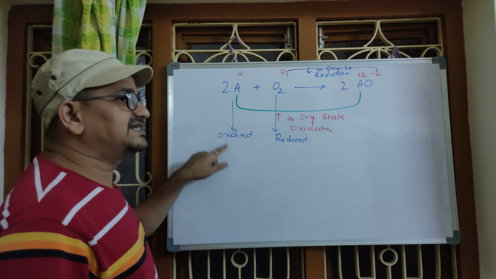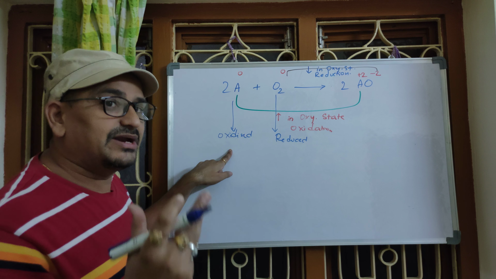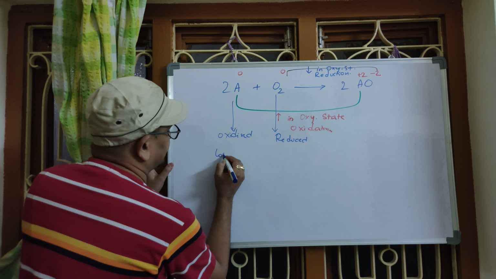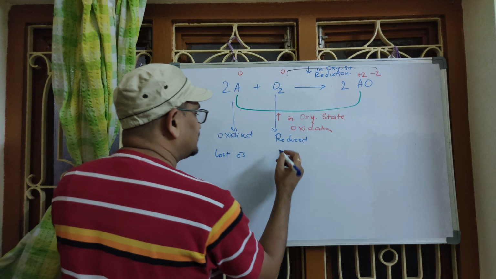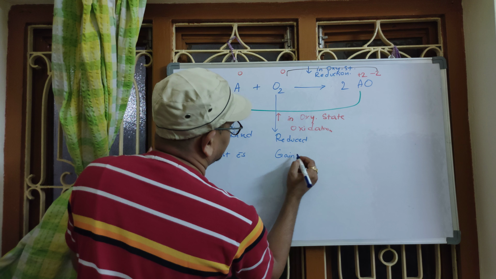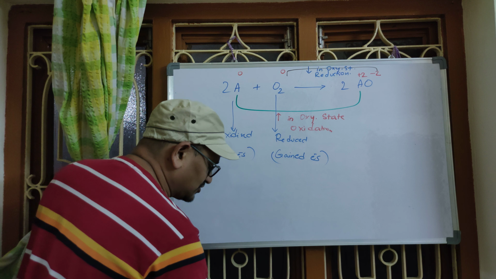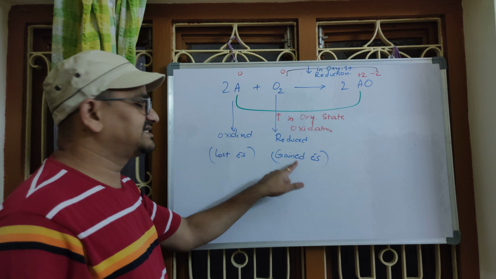Now let us apply the concept again. A is oxidized means what happened to A? It lost electrons, right? Oxidation means loss of electrons. O₂ is reduced means it had gained electrons. I think this point is clear. We did it in the previous topic, right? So oxidation means lost electrons, and reduction means gained electrons.